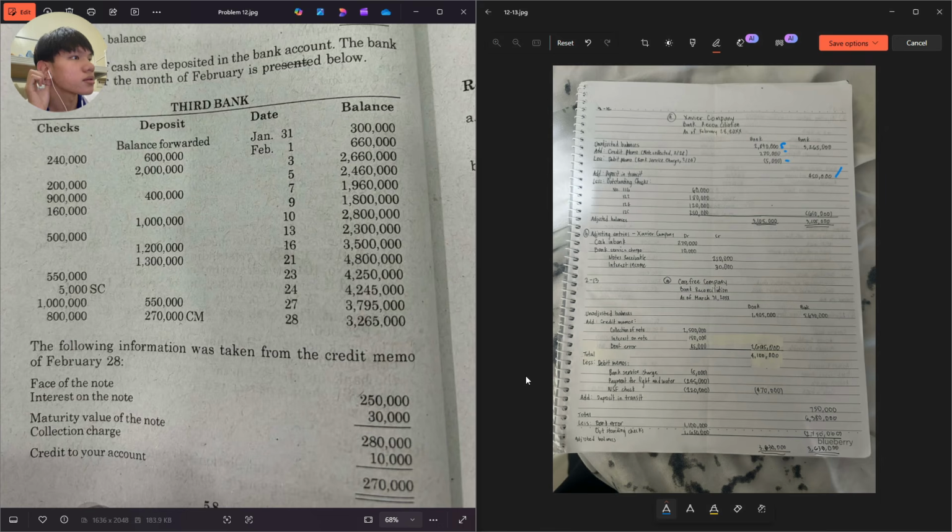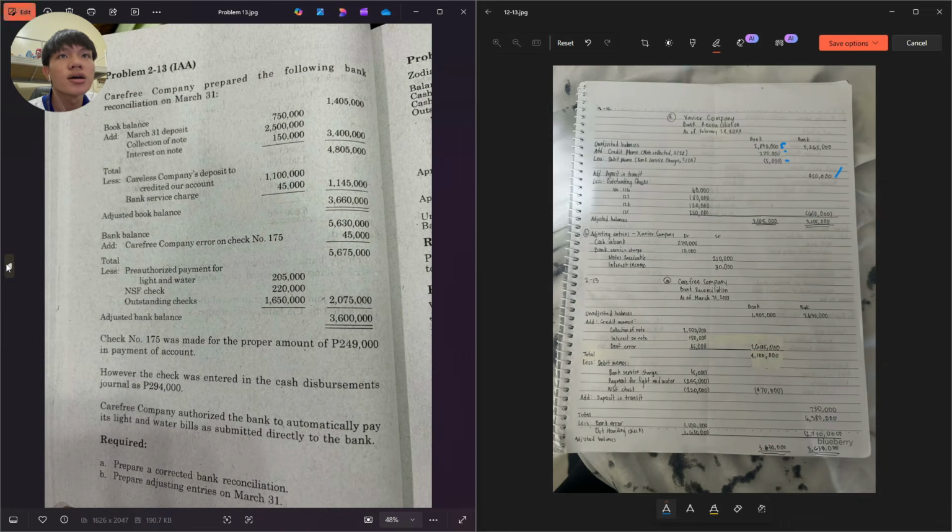Then next problem, 2-13, Carefree Company bank reconciliation as of March 31, 20XX. So unadjusted balance per book is 1,405,000 derived from this. Then the credit memos are the collection of note, that's a credit memo, interest on note, that's a credit memo, and the book error, which is here. The check 175,249 was the correct amount, but the cash disbursement journal recorded it as 294,000, which is an overstatement.